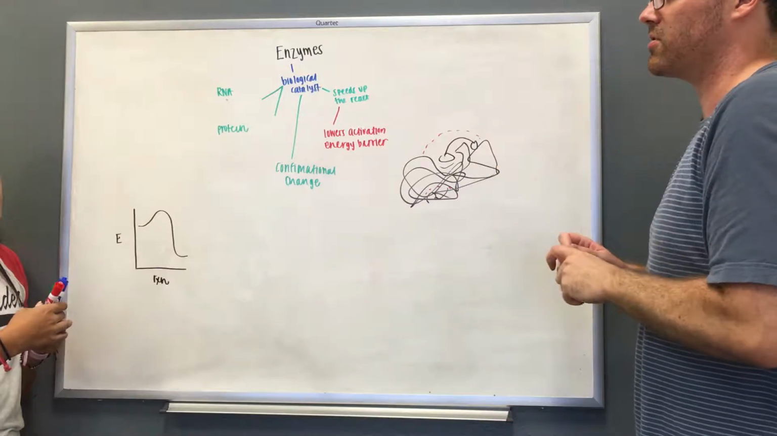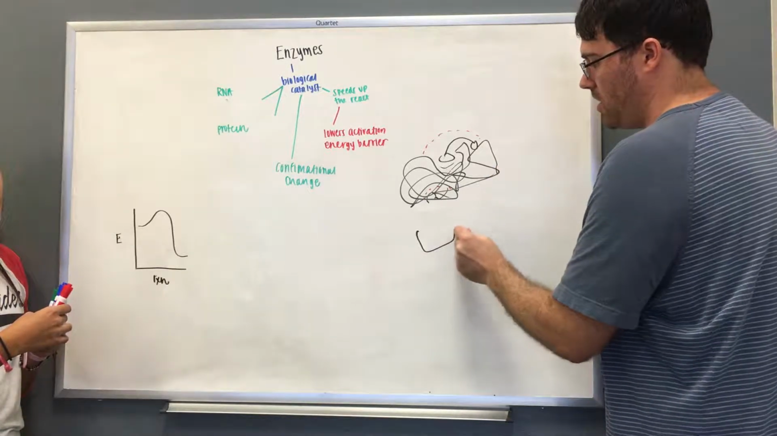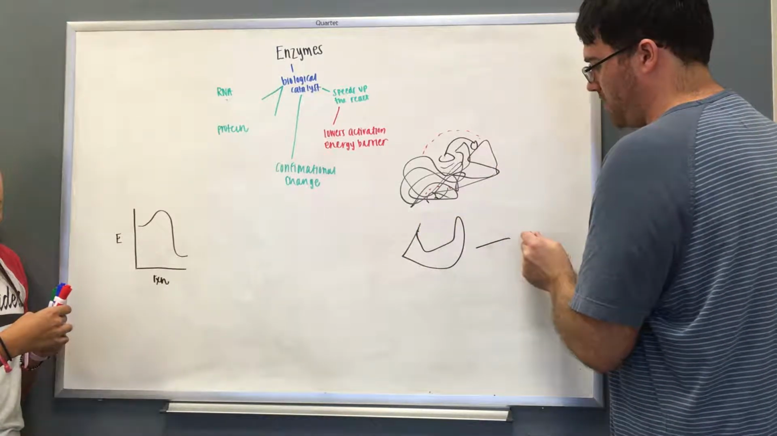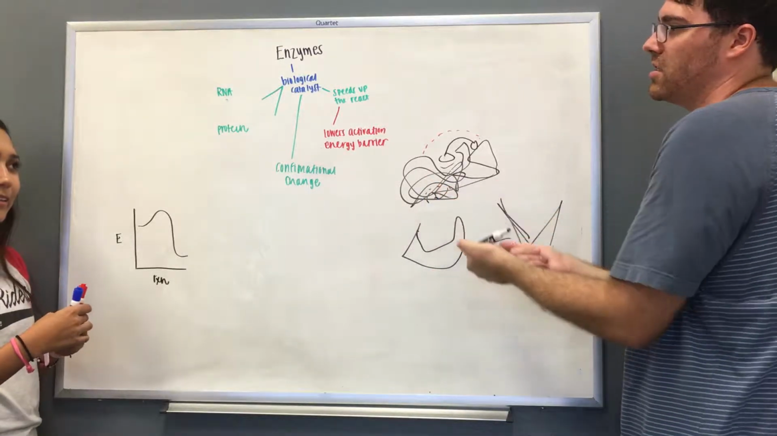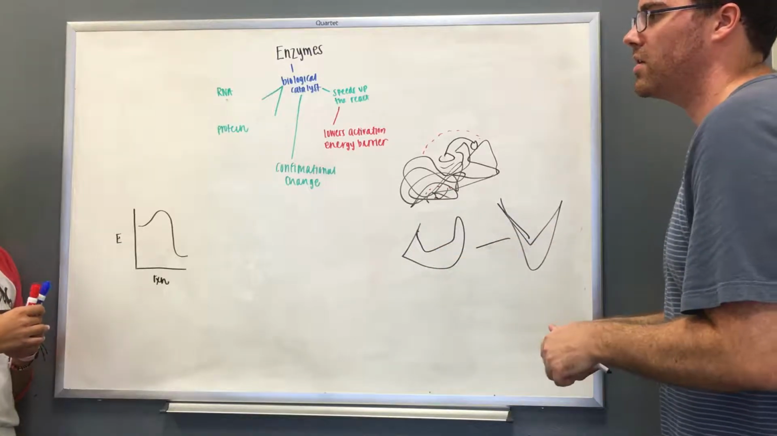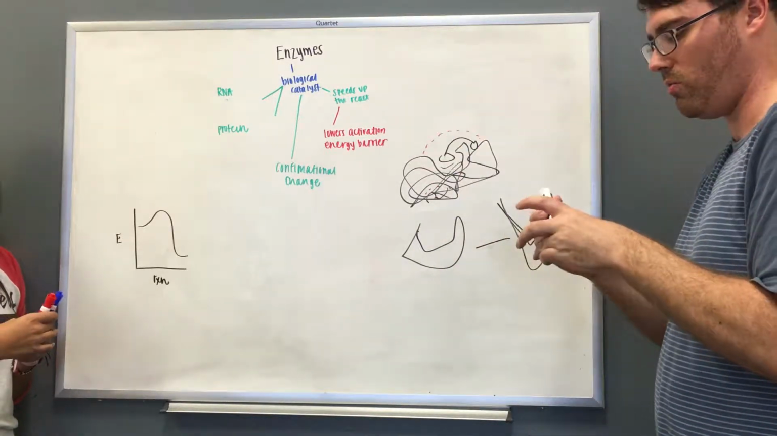And I hate your textbooks because your textbooks will show it like this. Well, it starts off like this, and then afterwards it's like that. That's not really what's happening. What's happening is you're changing the hydrogen bonding and the salt bridges between the two, and the whole molecule.